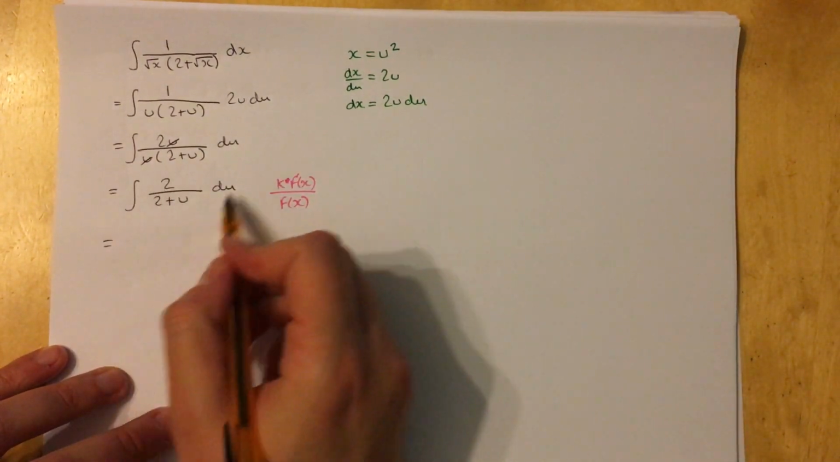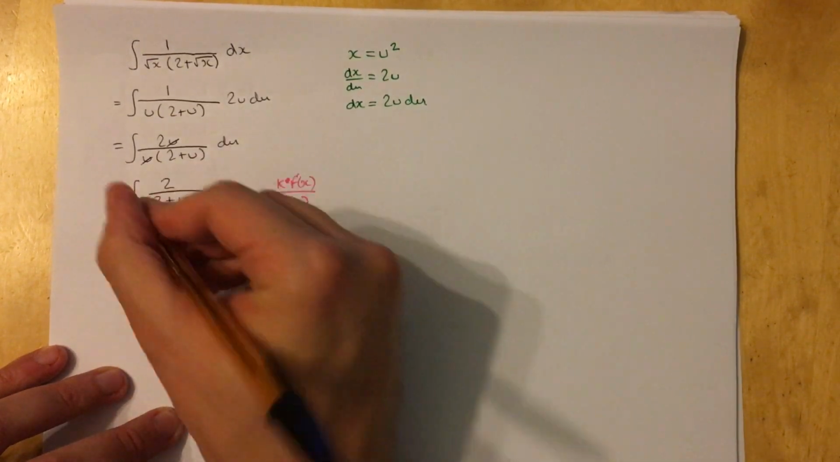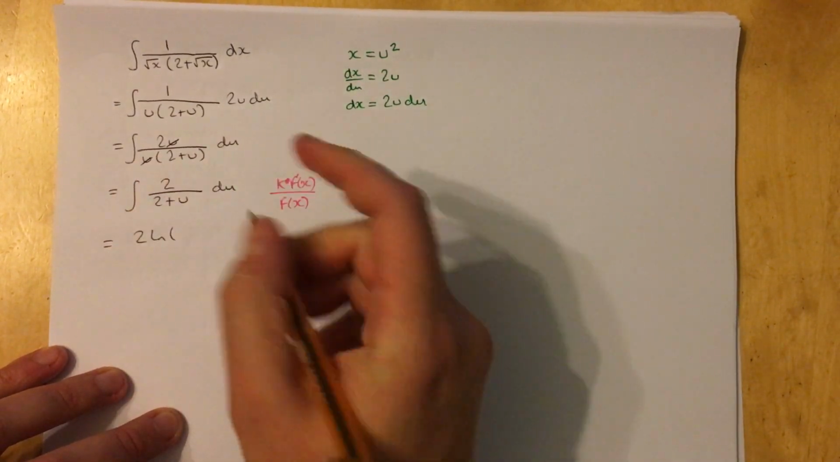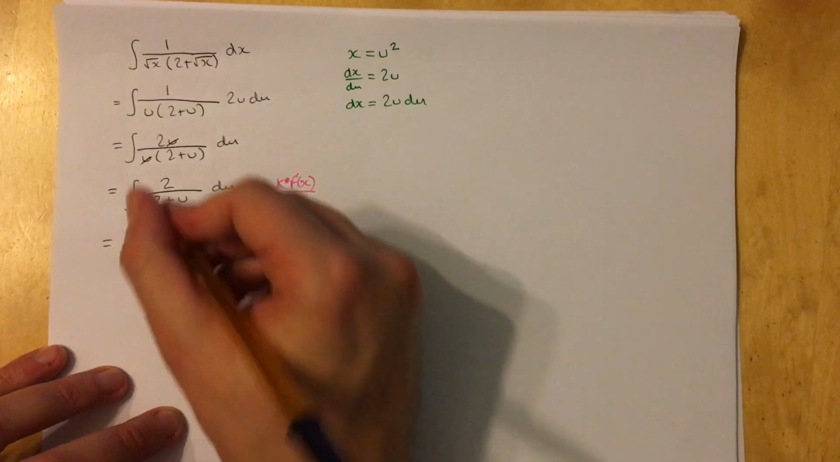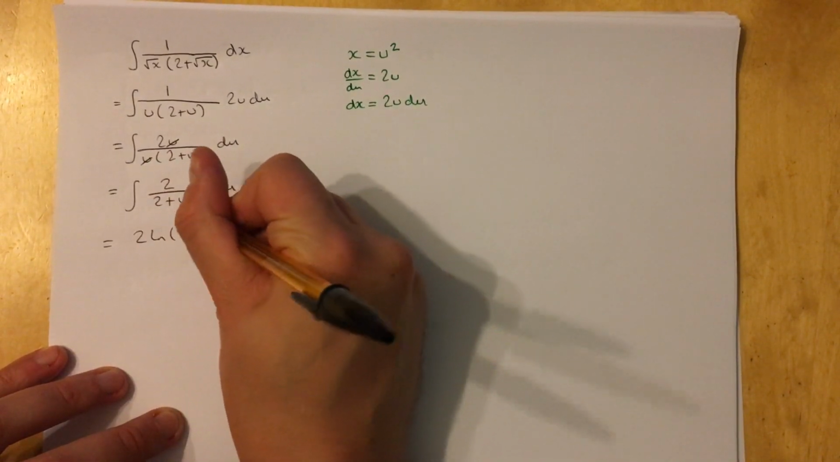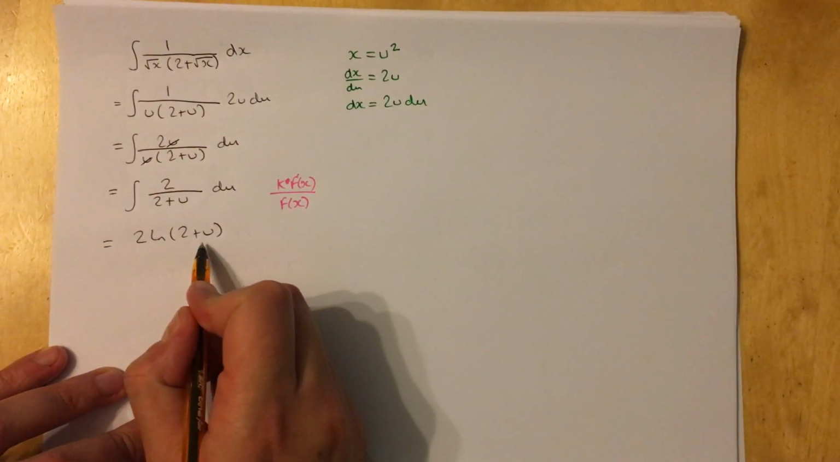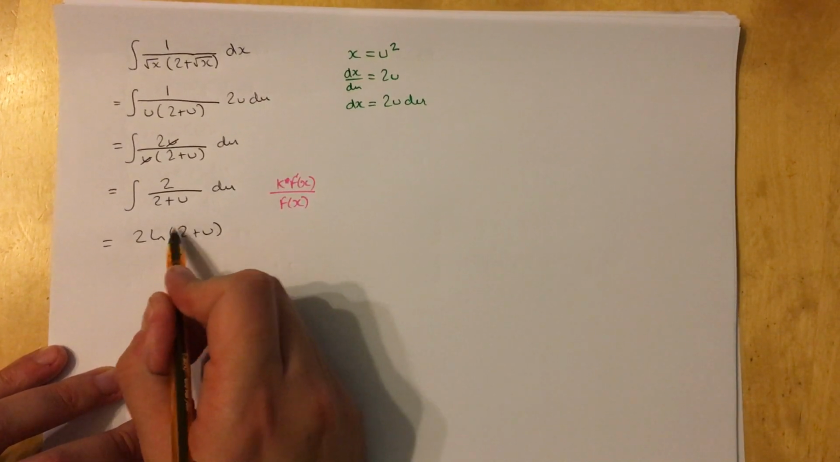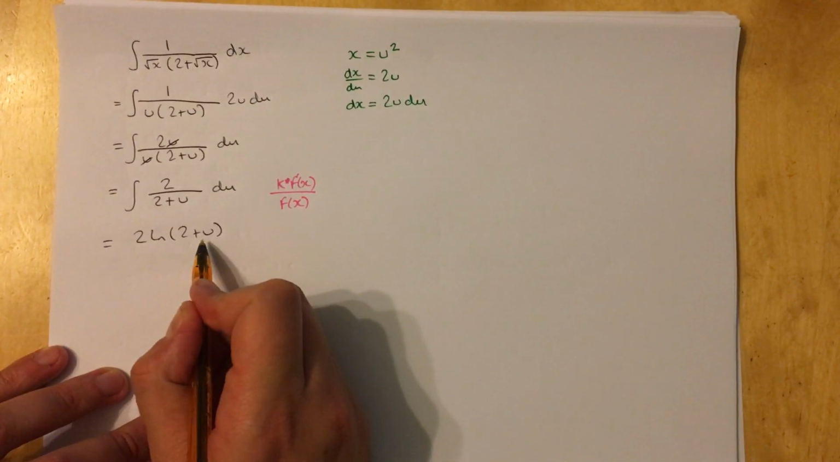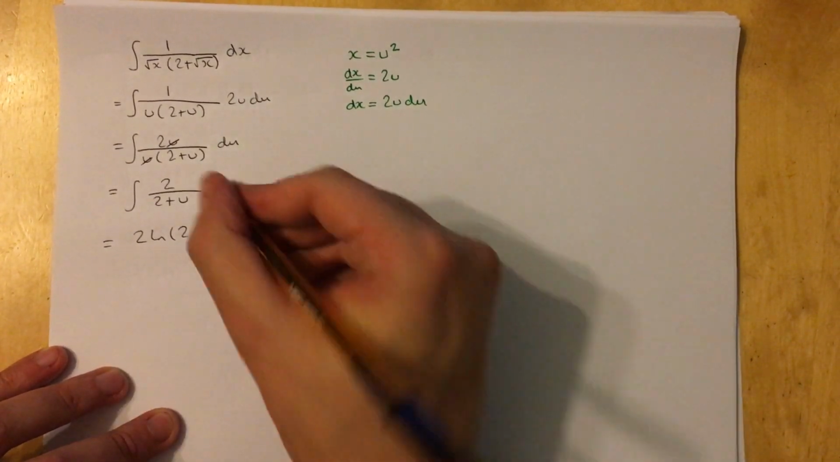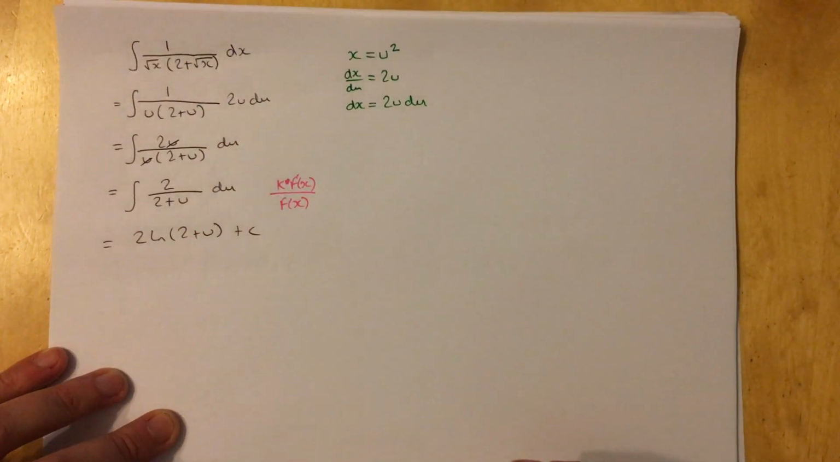So when we integrate something of this form, we leave the numerator alone, and we put the denominator in the natural log function. And then we divide by the derivative of the inner function. Well, our inner function is 2 plus u. The derivative of that is just 1. So we're dividing by 1. We don't need to state it. And we have plus c.